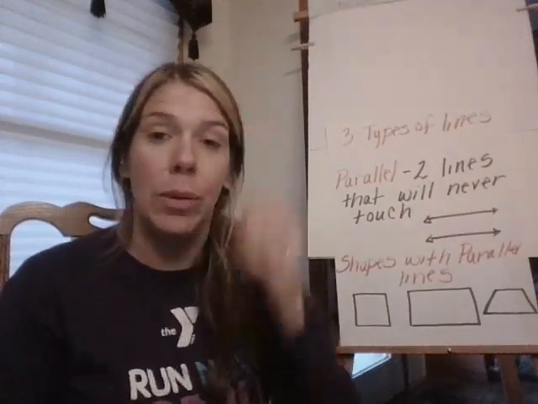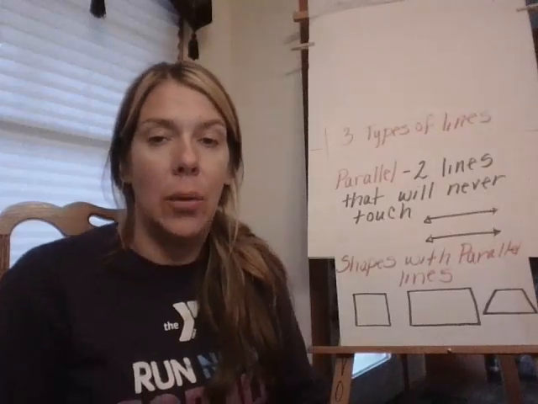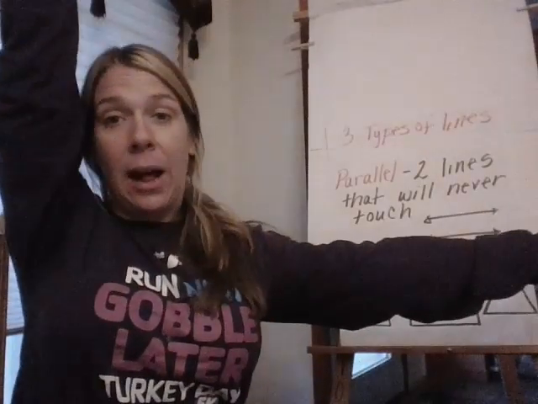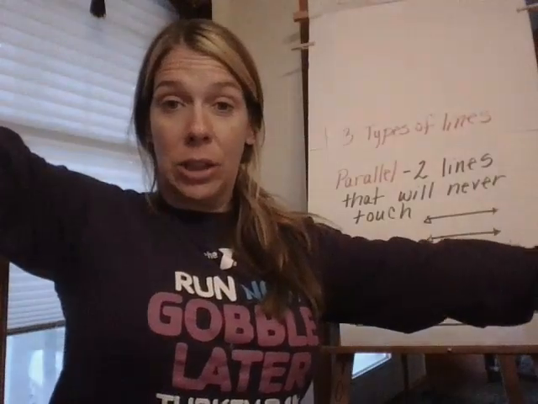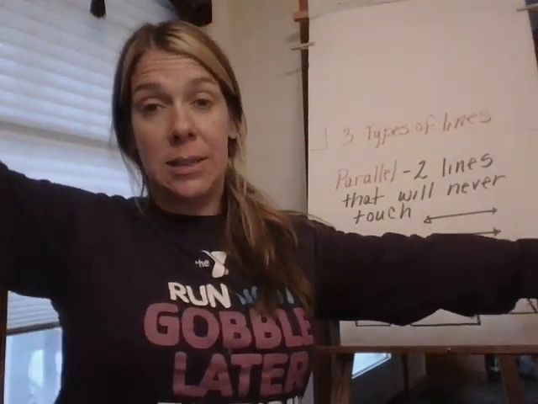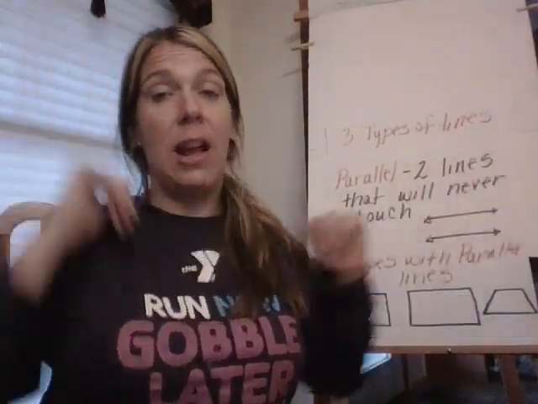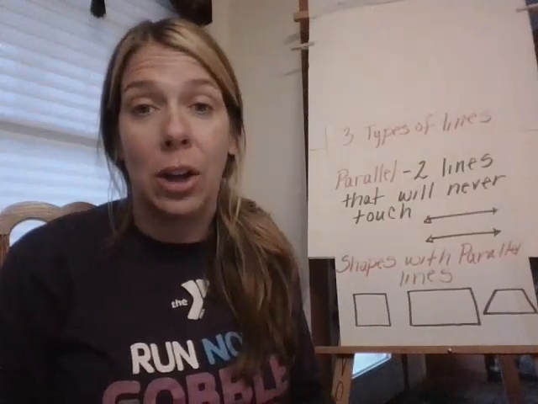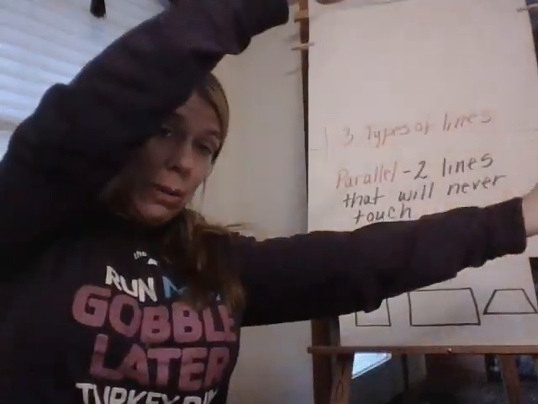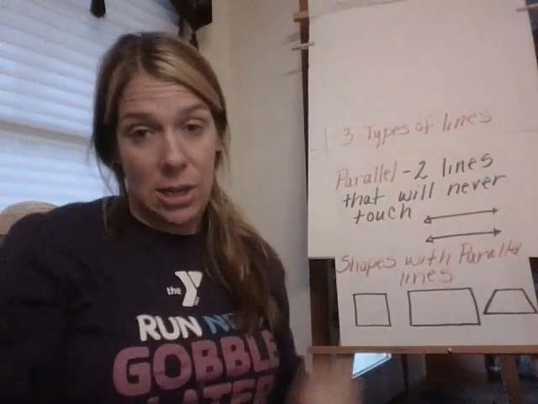And if you remember how we made our angles, a right angle is our perfect L. Then we have our obtuse angle, which is anything greater than 90 degrees. The perfect L is 90 degrees. And then we have our acute angle, which is a cute little angle, and that would be anything under 90 degrees.